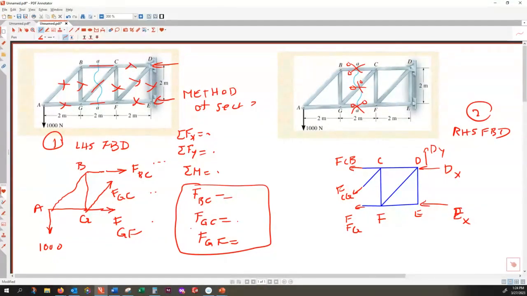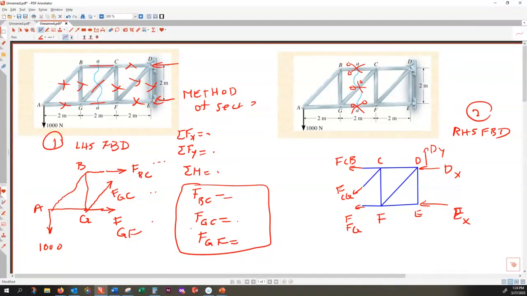And imagine that your boss only is interested in these three forces. So they pay you to tell them what is FBC, what is FGC, what is FGF. In another word, they are not interested in FAB, FAG, FBG, FCD, or any other forces. If you find them, nothing wrong with that.